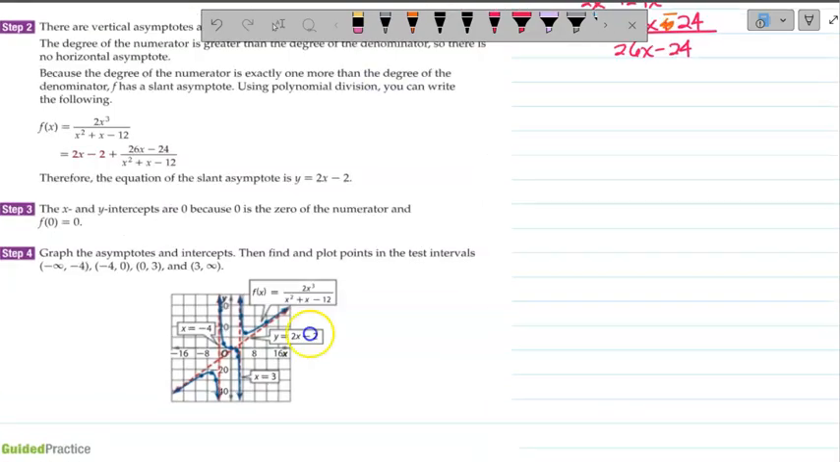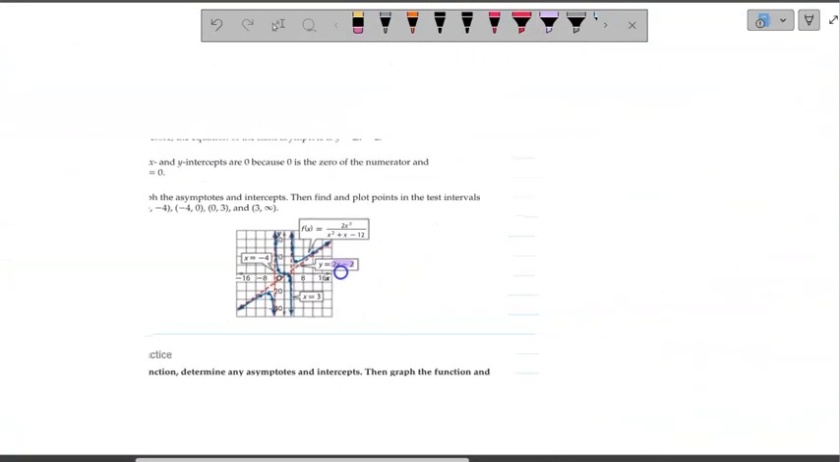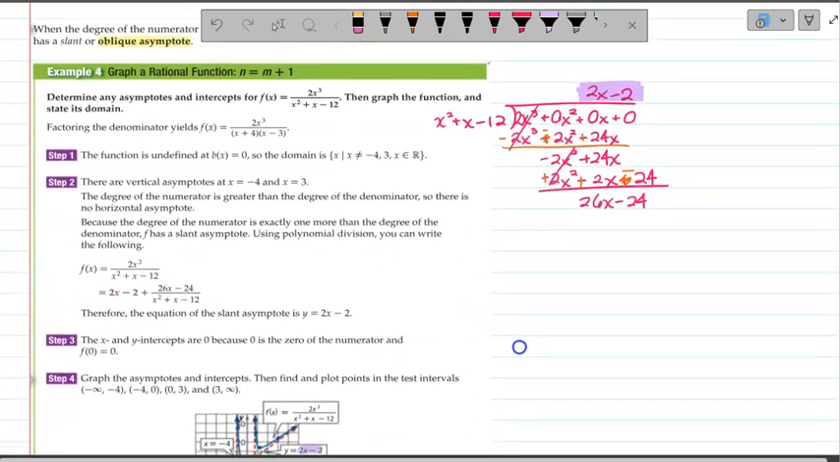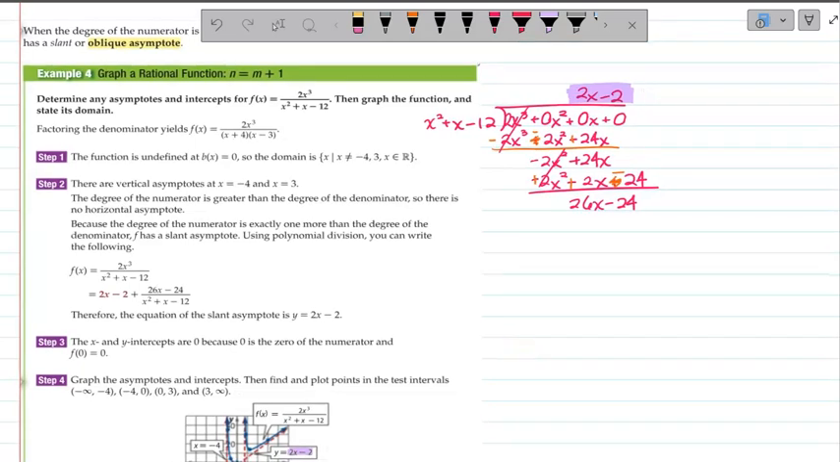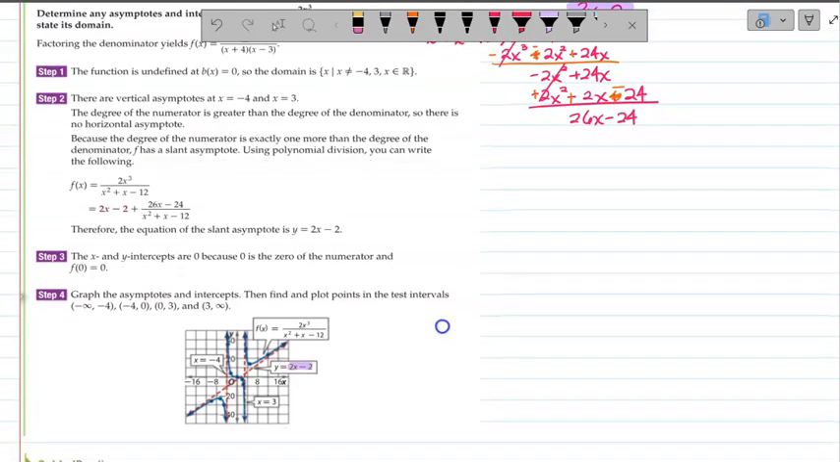So literally on the graph here, we graph the line 2x minus 2. You don't have to worry about the remainder. We just want the quotient without the remainder. That's how you find the equation of that asymptote.